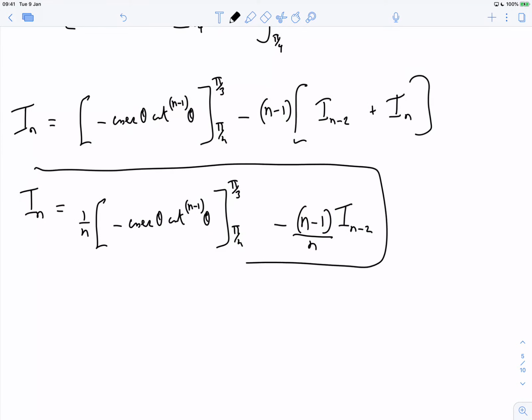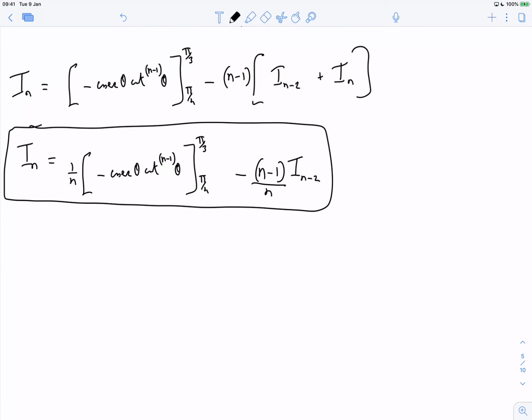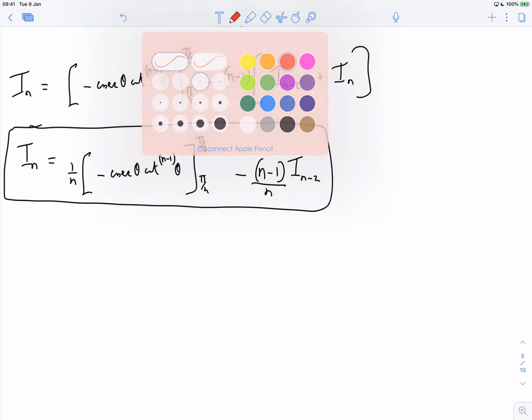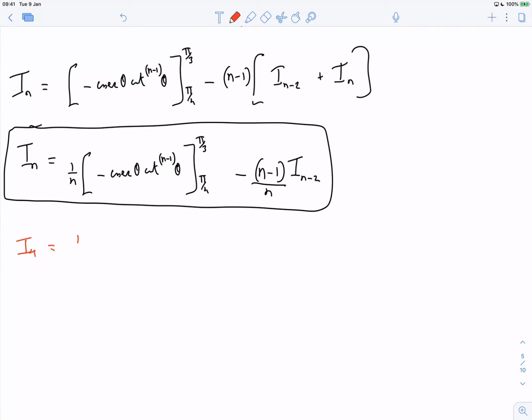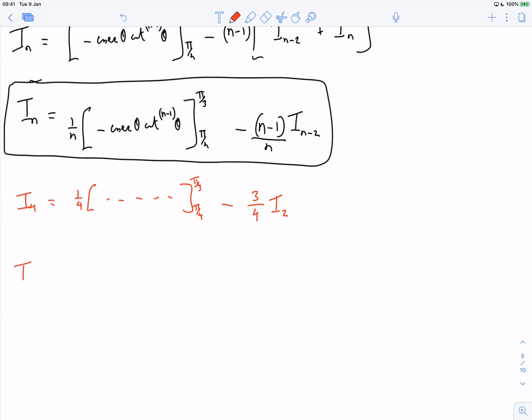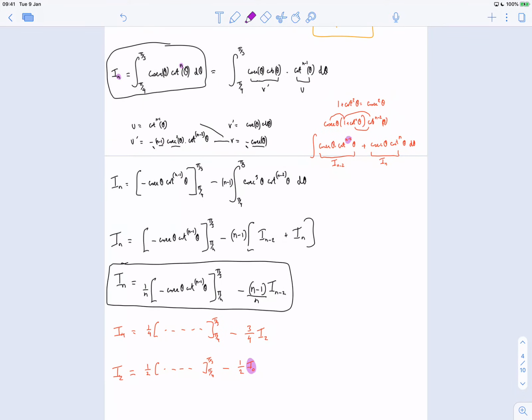Now, this reduction formula tells me exactly what I need to do. Suppose I want to work out I4, then I need to do 1 over 4 of the evaluation of this thing between pi over 3 and pi over 4, minus 4 minus 1, which is 3, over 4 lots of I of 2. And I know how to work out I of 2 because I can just go one step back. I of 2 is 1 over n, where n is 2, lots of the evaluation of this thing between pi over 3 and pi over 4, minus 2 minus 1, which is 1, over n, which is 2, I naught. I know what I naught is now, so I can just plug it all back in. This isn't actually that much of a deep thing. And when you do all that, you can actually get the answer.